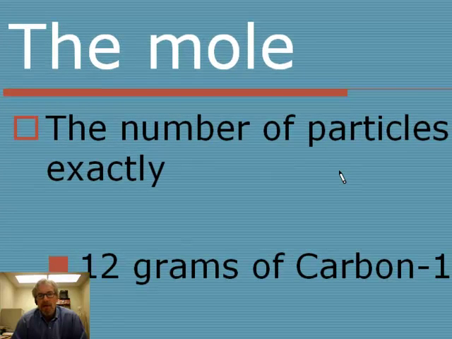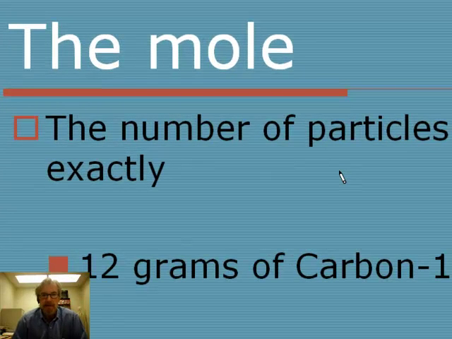Because they're so small and because they come in such large quantities, even a million or a billion or a trillion is too small of a number to use for practical purposes. So chemists have invented a new number that has a name. It's called the mole. This is a named number, sort of like a dozen.